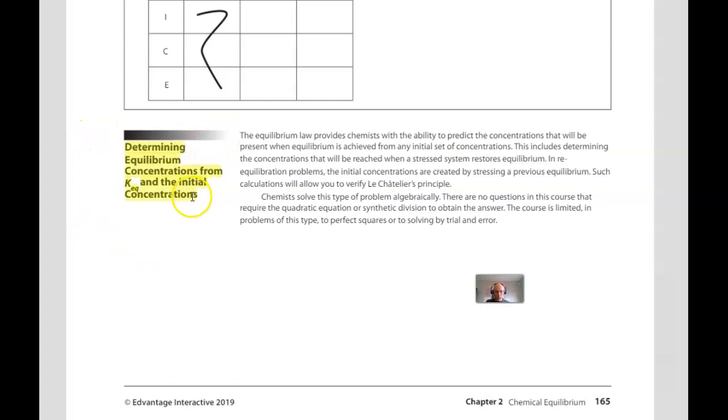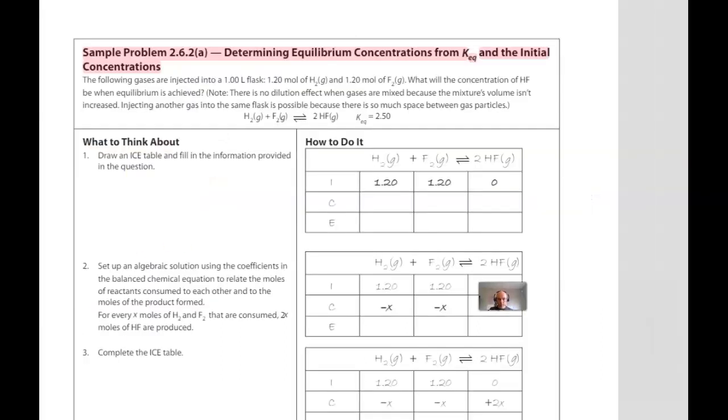So I'm on the same page. I've scrolled down. I'm now looking at the section here in yellow titled Determining Equilibrium Concentrations from Keq and the Initial. So this is the second type of problem where we're given Keq and the initial concentrations, and through an ICE table we will find the equilibrium concentrations. I've flipped my page. I'm now on 166 of my textbook, 174 of my ebook. Same thing. I'll do a sample problem with you and give you a practice problem to try on your own and to compare your answer to mine.